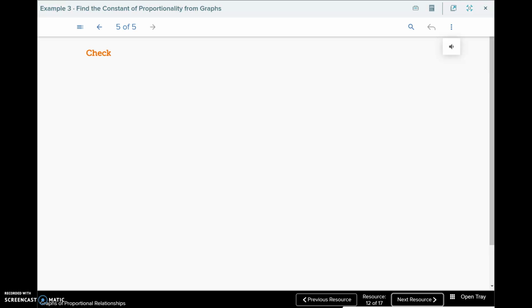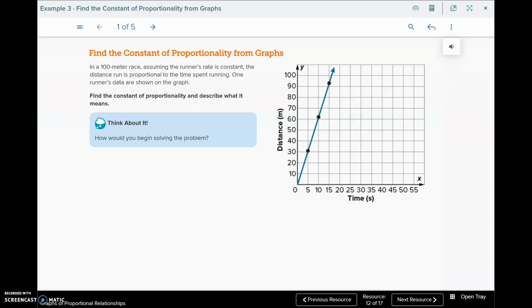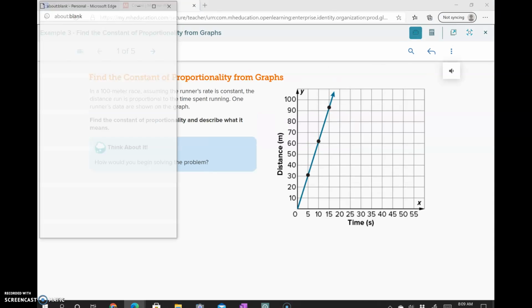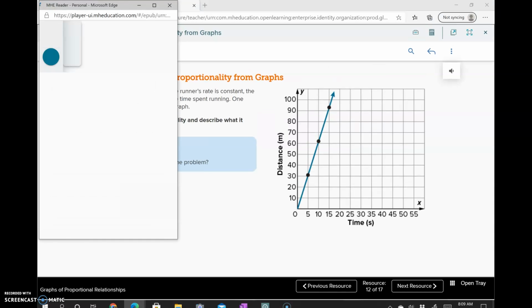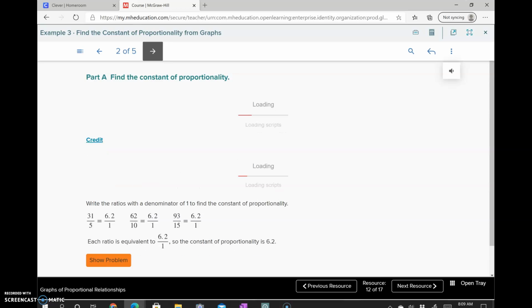So let's look at this example. I believe this one uses graphing. All right, slide 1. Find the constant of proportionality from graphs. In a 100-meter race, assuming the runner's rate is constant, the distance run is proportional to the time spent running. One runner's data is shown. So we're going to find the constant of proportionality. We probably need our learning tools. Cool. All right, so that is open for us now. So let's go ahead. How are we going to solve this?